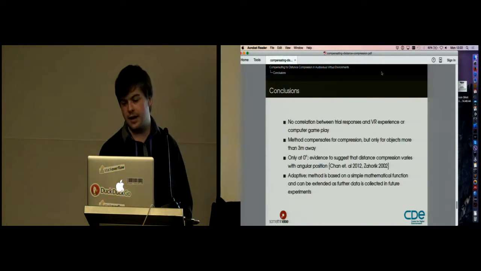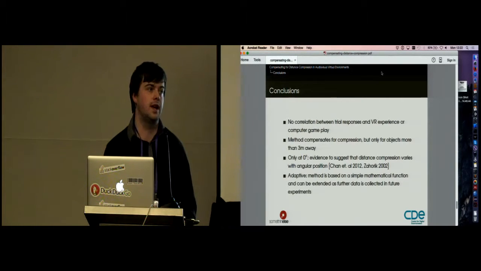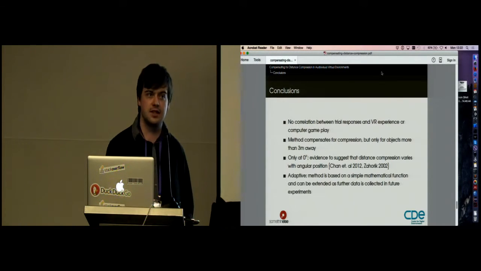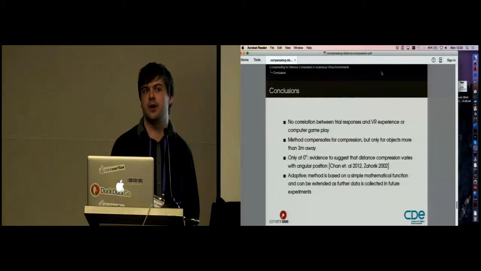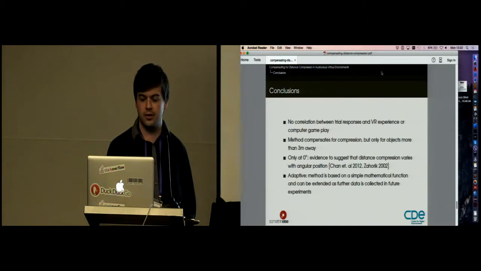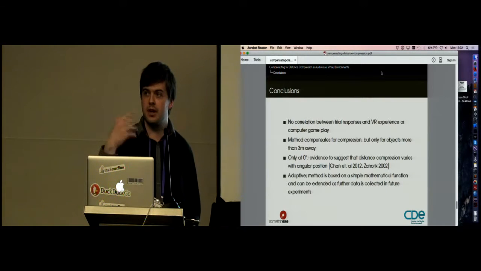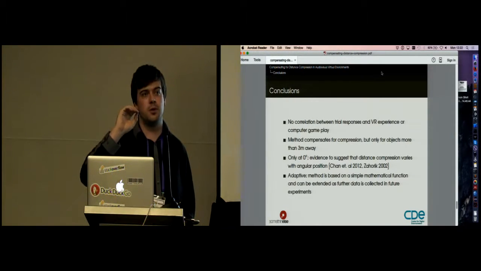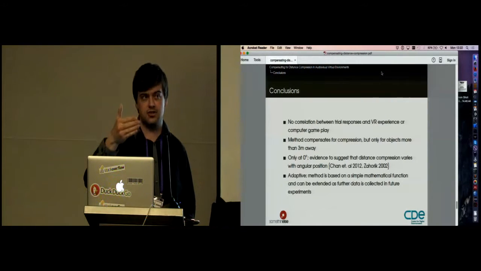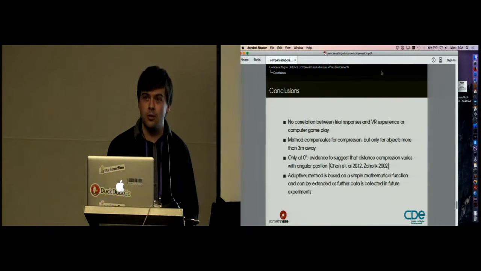So to conclude, as I said before, no correlation between viewer play, computer game experience and the compensation function. As I said, the method compensates successfully, but only for objects that are far away. We can try to explain this with respect to previous work that has identified a rough estimate of 3 meters from the observer, after which objects seem to be compressed further. So our method seems to compensate for that. But when you actually pass that 3 meters point towards yourself, people start to overestimate distances.